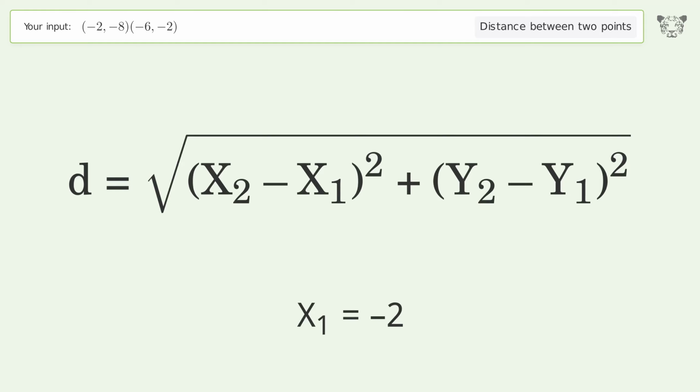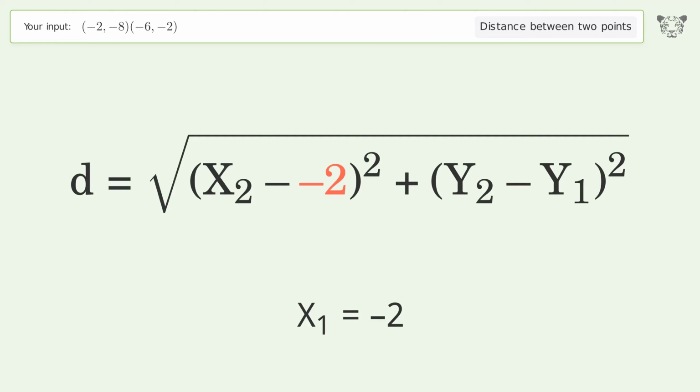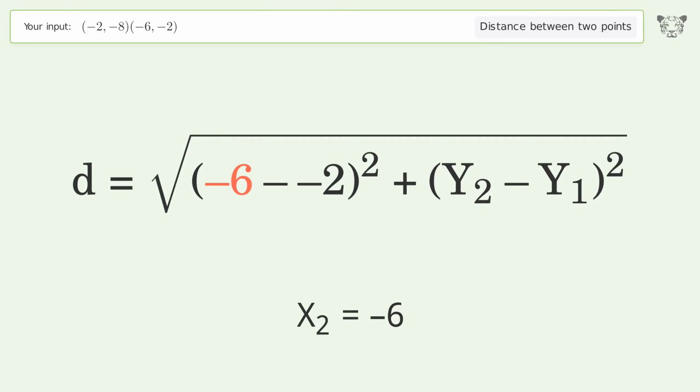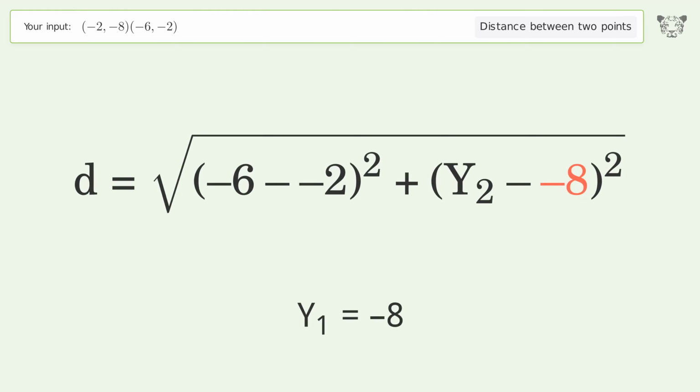x1 equals -2. x2 equals -6. y1 equals -8. y2 equals -2.